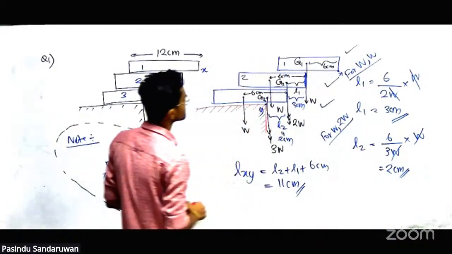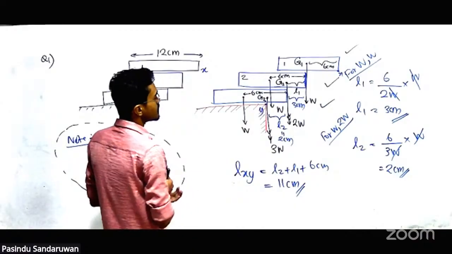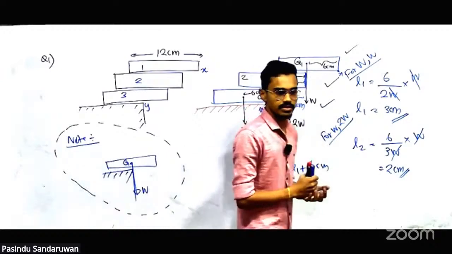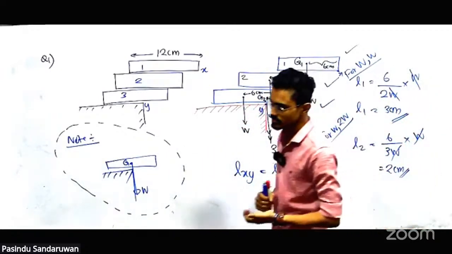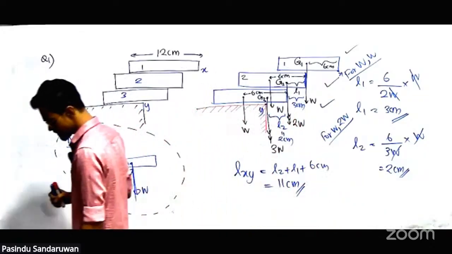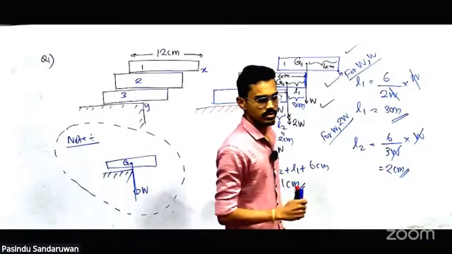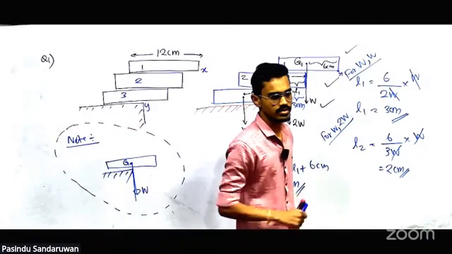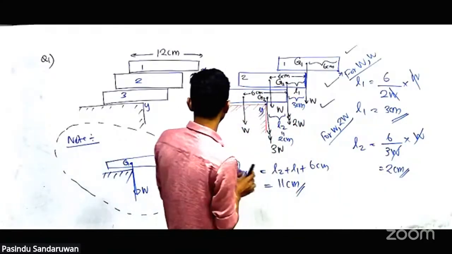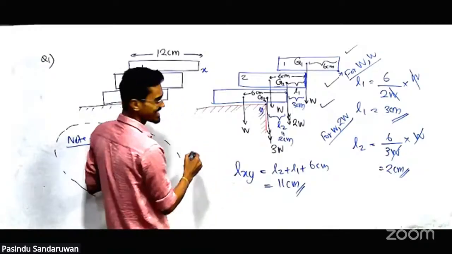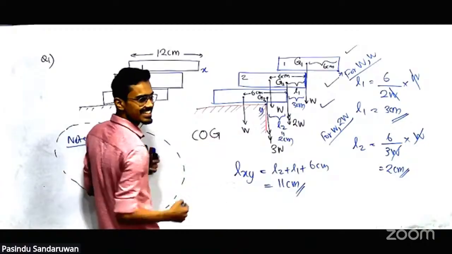Next point. G3 represents the center of gravity of the whole system of three books. To write center of gravity, you can write COG, right? Without writing center of gravity in full, you can write COG if needed.